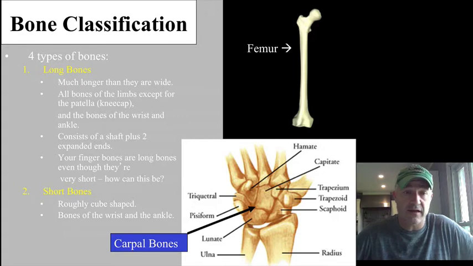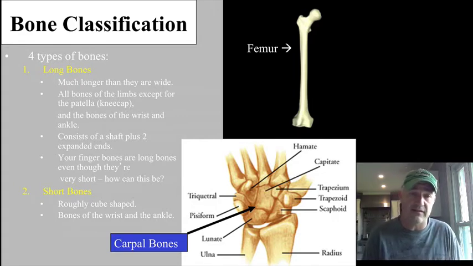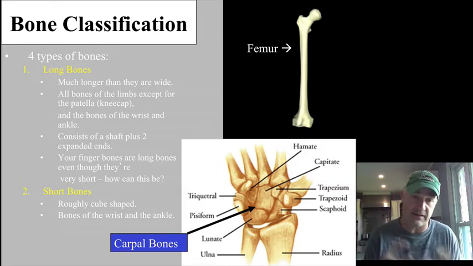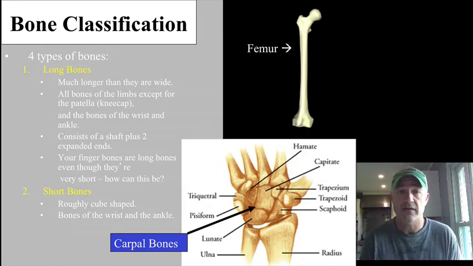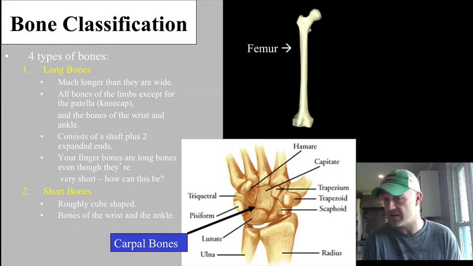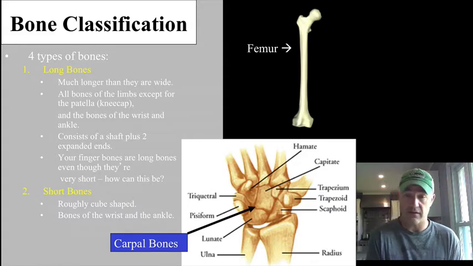So longer than they are wide, with extended ends, these heads of the bone. Even the finger bones are considered long bones because they are longer than they are wide and have expanded ends at the tips. Ones that are about the same height and width, which are really your wrist bones and some of the bones of the ankle, are called short bones.